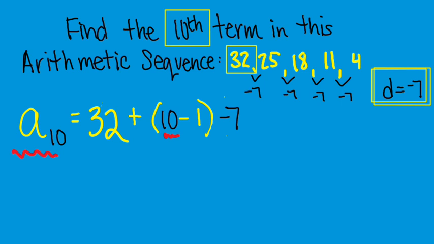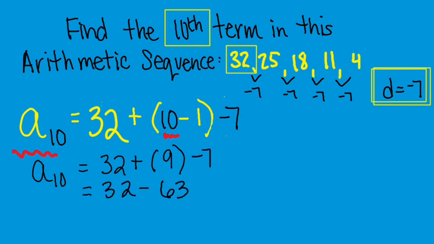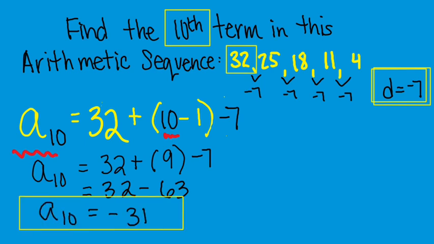I start with PEMDAS. I solve for the parentheses first, and I know that's multiplied by negative 7, right? Yeah, that's multiplied there. So I get 63. I'm subtracting that from 32, so I'll get negative 31 will be the 10th term, right?